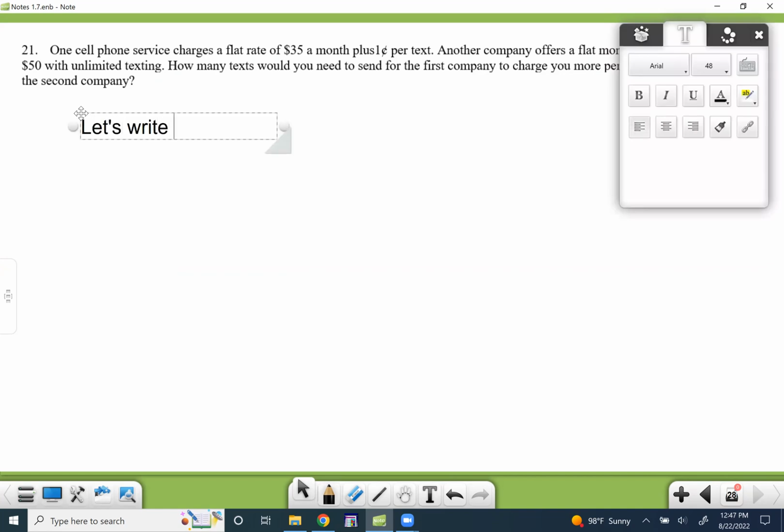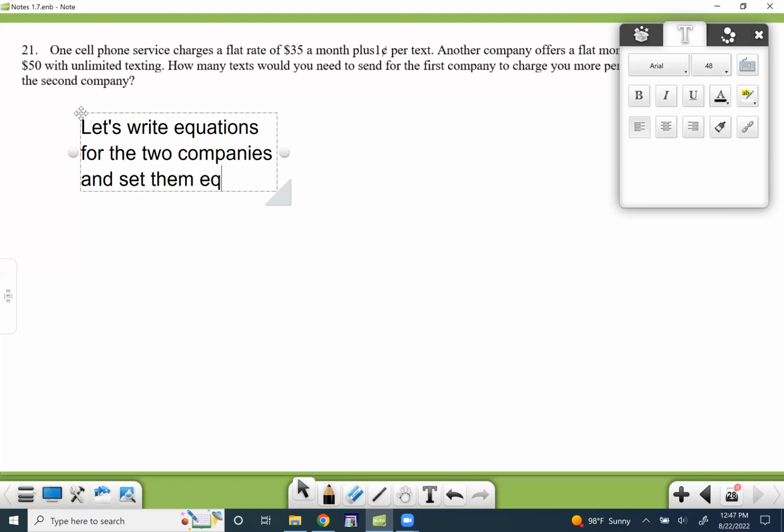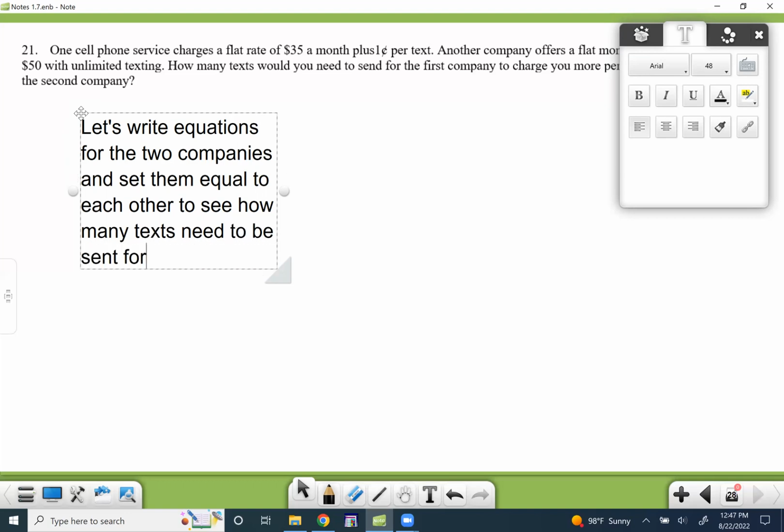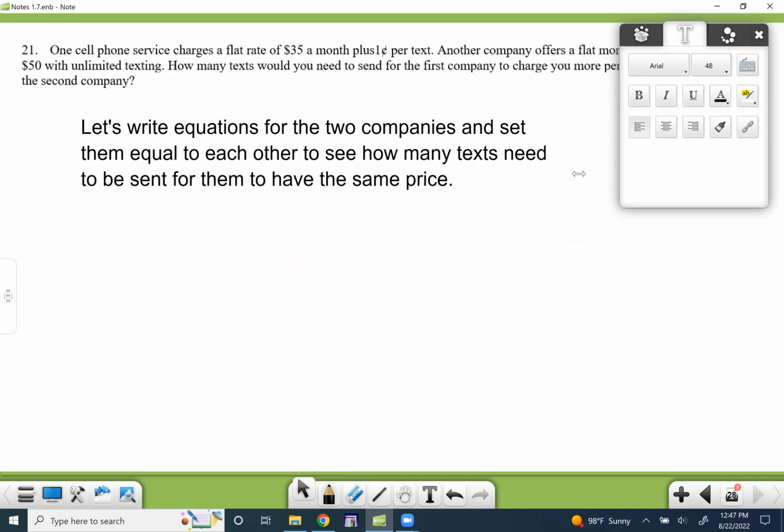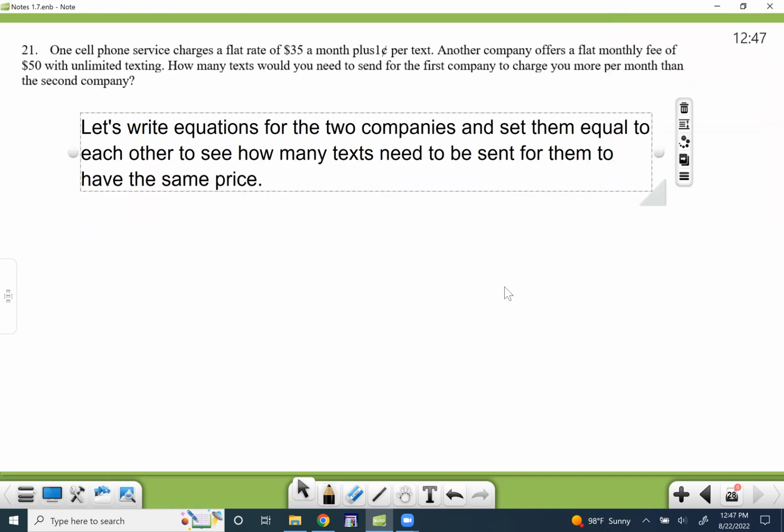All right, so let's go ahead and write equations for the two companies and set them equal to each other, to see how many texts need to be sent for them to have the same price.